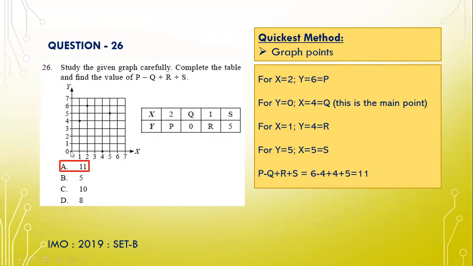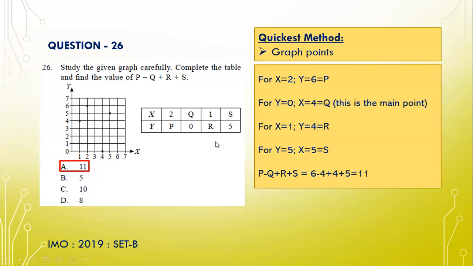For y is equal to 0, what is the value of x? It is 4, isn't it? So Q is equal to 4. For x is equal to 1, what is the value of y? It is 4. So R is equal to 4. For y is equal to 5, what is the value of x? X is 5, so S is 5.